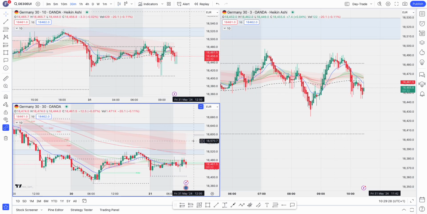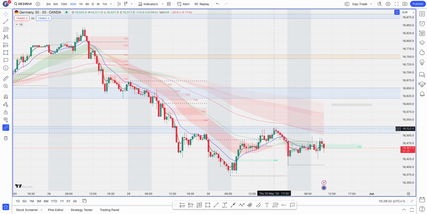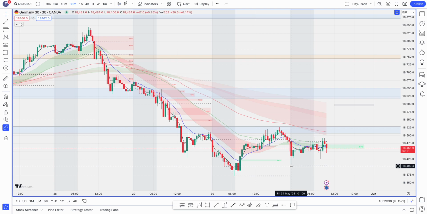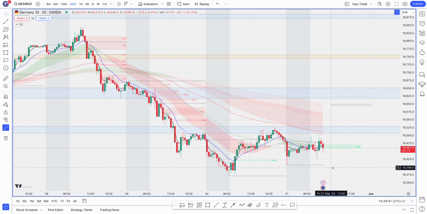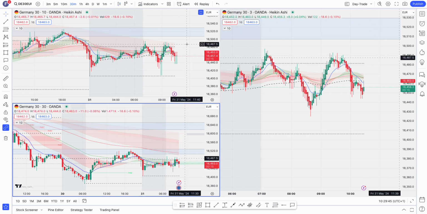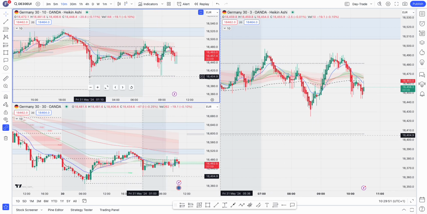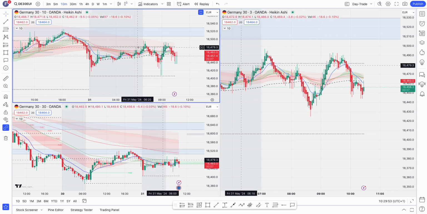This is on the 30 minutes time frame. Let's just make it bigger. We retested this zone, even though we briefly made a higher high here, but we retested and rejected it. And during the Asian range, let's have a look at the 10 minutes time frame. During the Asian range, we've been bouncing from the Asian range low to high.